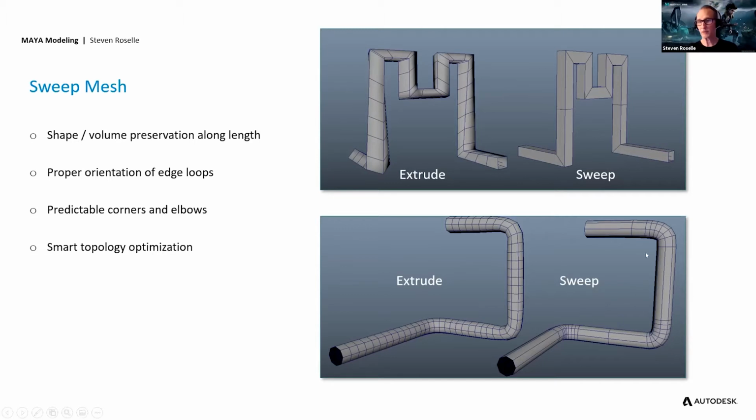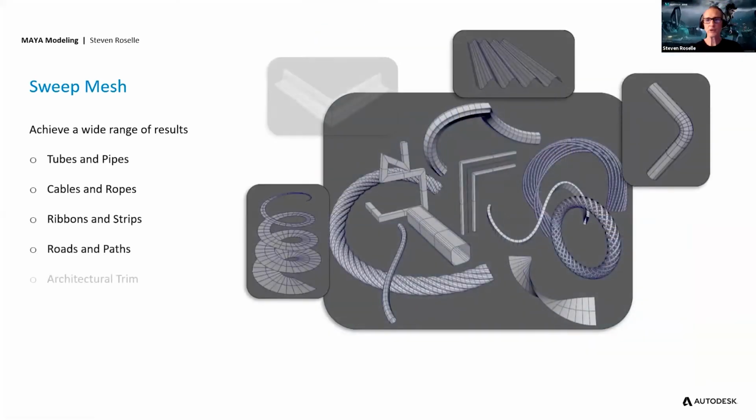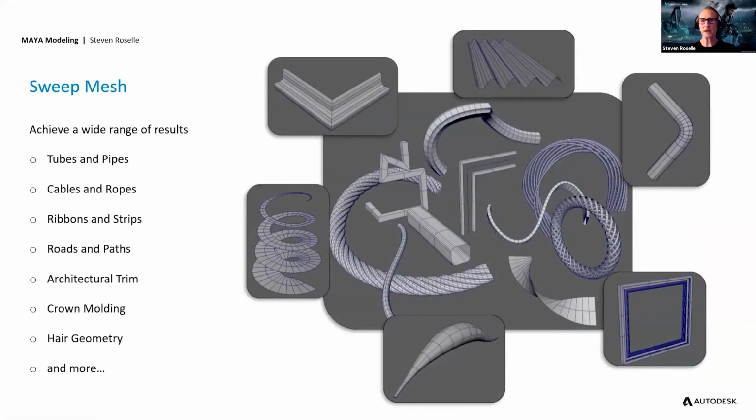It also handles density quite well, so it does a smart topology. So it only adds detail where you need it. And it's used for lots of different shapes. So I mentioned earlier on, this is kind of a Swiss Army knife type tool where you can just create all these different shapes. It's not just tubes. It's not just ropes. It's pipes, it's spirals, it's coils, it's twisted cables, it's architectural detail, crown molding, corrugation, muscle shapes, hair cards, you name it. You can create all kinds of different things with this.